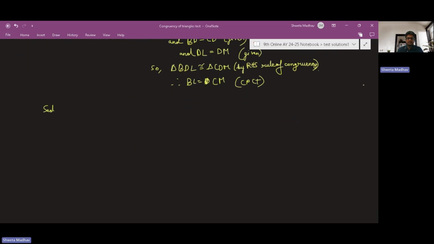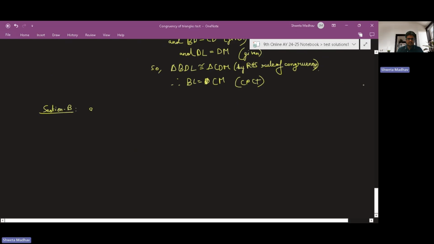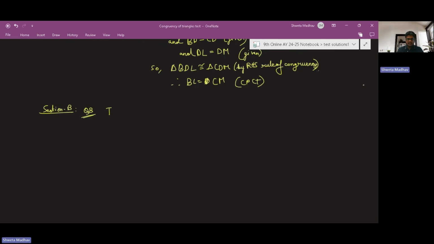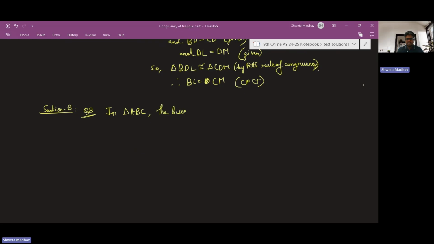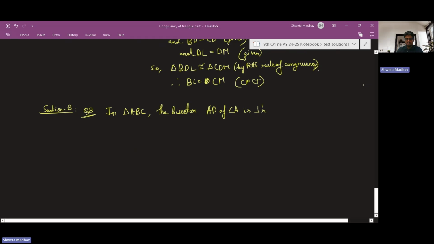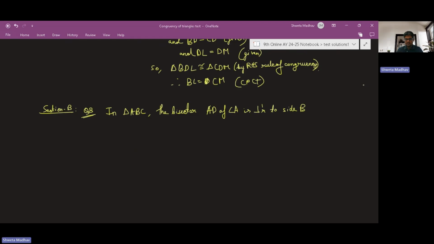Then in section B, the question number 8 is told that in triangle ABC, the bisector AD of angle A is perpendicular to the side BC, then show that AB equal to AC. Now here we have to draw that triangle first.